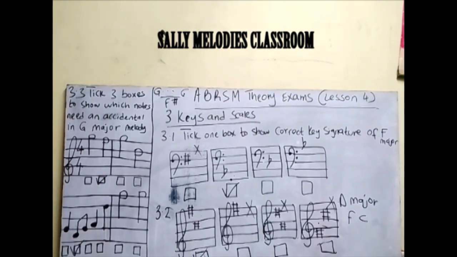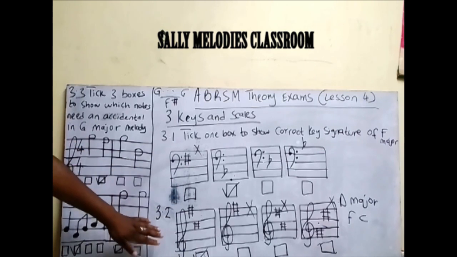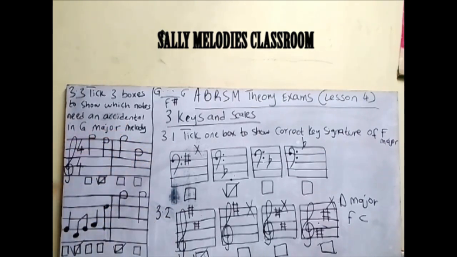It's either going up or coming down. All the Fs in that piece of music must be raised. This is a G, this is an A, it doesn't need. This is a D, it doesn't need. This is an F, it needs an accidental. So, that question had 3 marks. So you tick correctly and then you get your 3 marks. This question had 1 mark, this question had 1 mark. You tick correctly and you get your marks.